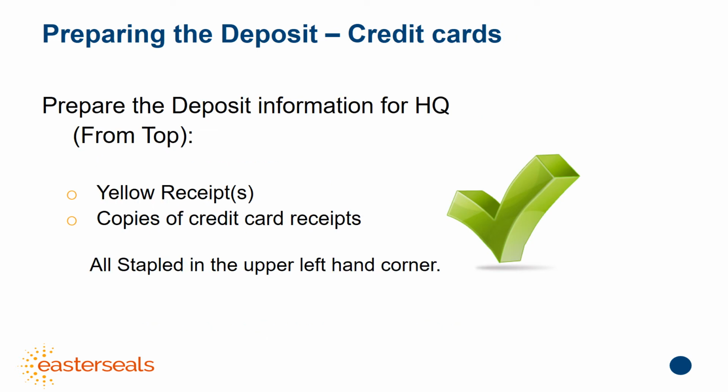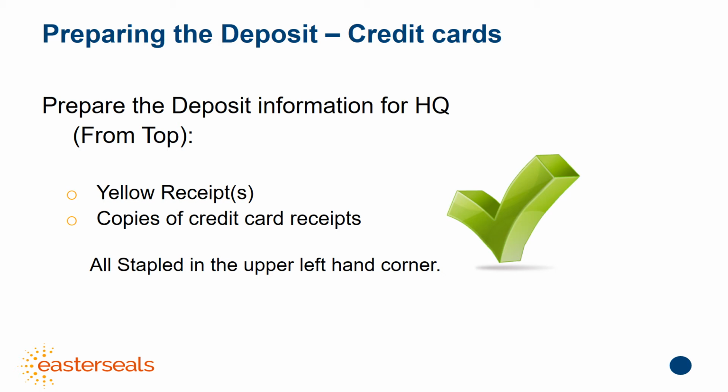Now, when you are preparing your batch for credit cards, it's a little bit different. They're also considered deposits, but there's less to be added to the packet. You only need the yellow receipt copy and a copy of the credit card receipt. So when you're in Authorize.net and you're printing out the receipt, you normally print out one for the person paying, which is fine. You also need to print a copy for yourself to attach to the yellow receipt.